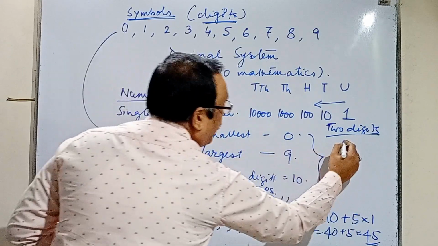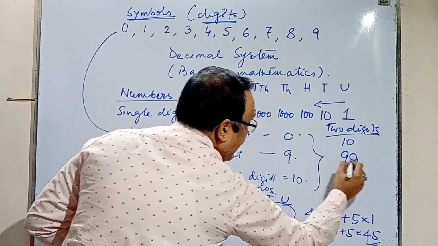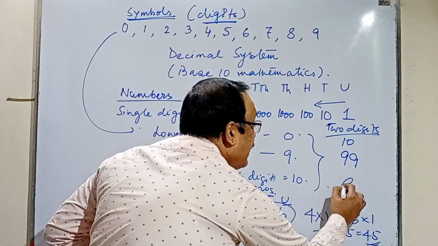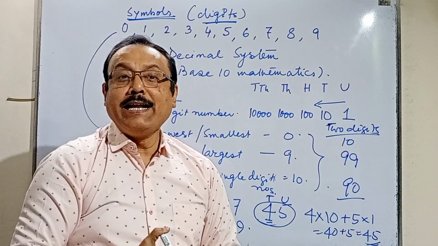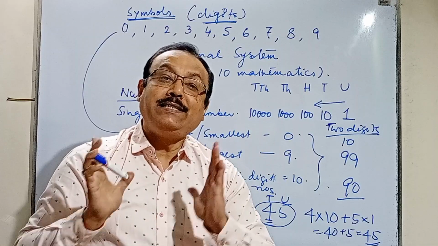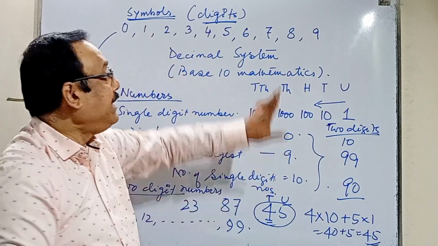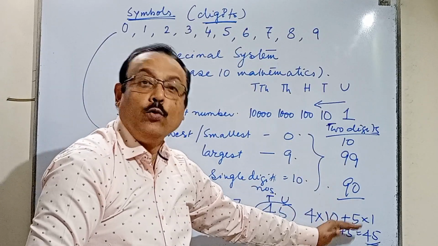If we are writing for 2 digits, the smallest number will be what? 10. And what will be the largest number? The largest number will be 99. So how many numbers are there between 10 and 99? There will be 90 numbers. 90 2-digit numbers are present in our mathematical decimal system. So our decimal system has 10 single-digit numbers, and we have 90 2-digit numbers.